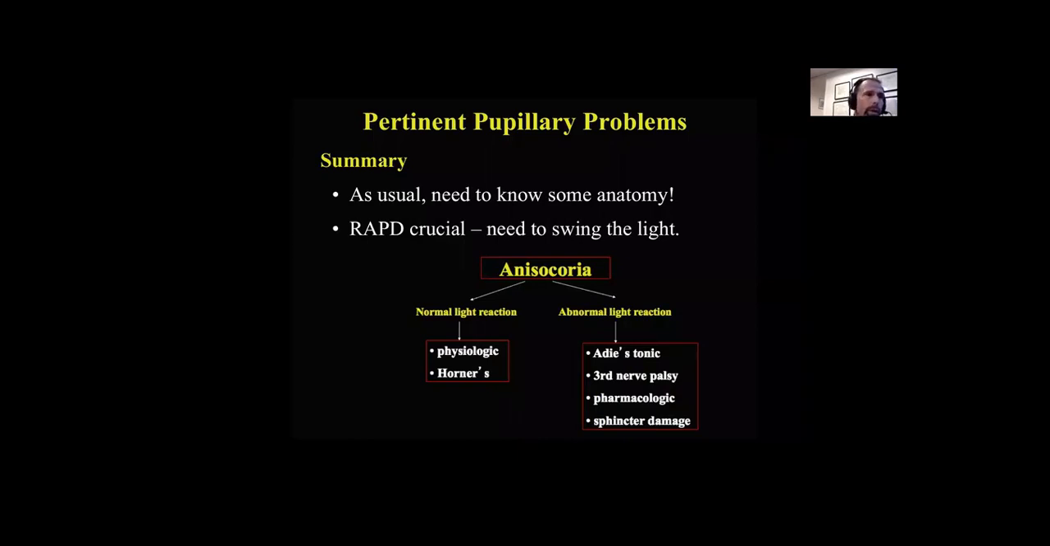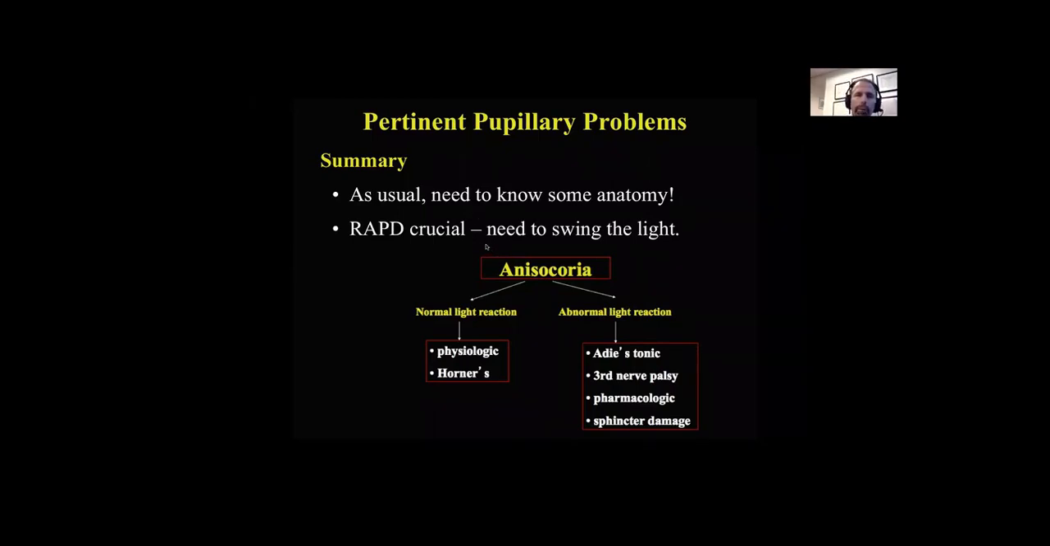If the pupil that works gets bigger every time you swing the light to the opposite side, and then smaller when you swing the light back to the working side, there's a relative afferent pupillary defect on the pupil that doesn't work. On the other hand, if you swing the light from the pupil that works to the other side, and the pupil that works gets smaller, and then you swing the light back to the pupil that works, and it gets bigger, then there's an afferent pupillary defect on the side of the pupil that works. I hope that makes any kind of sense.